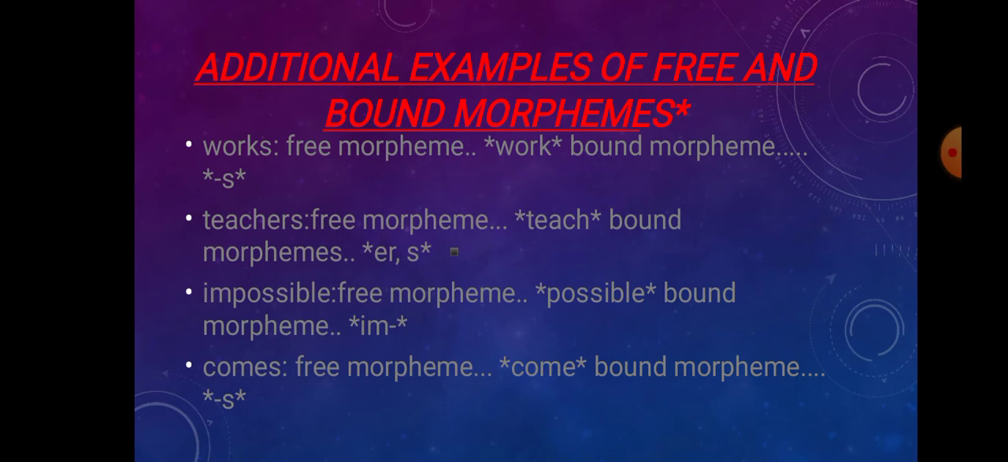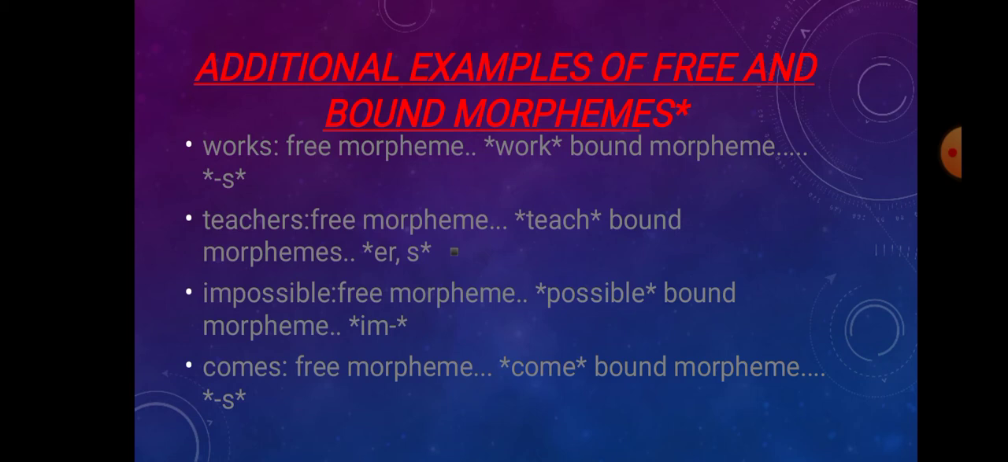Additional examples of free morphemes and bound morphemes. We have works. Now let's look at the types of morphemes in the following words. 1. Works. Works consists of two morphemes, a free morpheme and a bound morpheme. The free morpheme in works is work, and the bound morpheme is s. Now let's move on to the next, that's teachers. Teachers also consists of two morphemes, a free morpheme and a bound morpheme. The free morpheme in teachers is teach, and the bound morphemes are er and s.